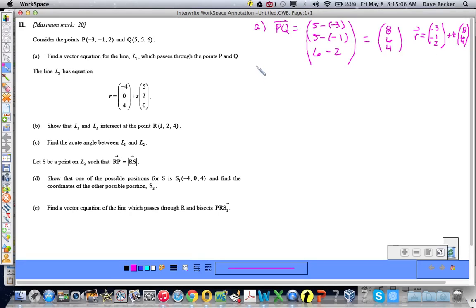All right, so B. Let's do B. We have another vector. It has this equation. Show that L1 and L2 intersect at this point. Okay, so I have this vector equation for L1. I'm going to put that up there just to remind me that this is L1. And this is L2, and where they intersect, their coordinates are going to be the same.